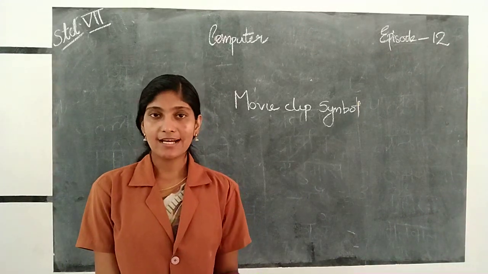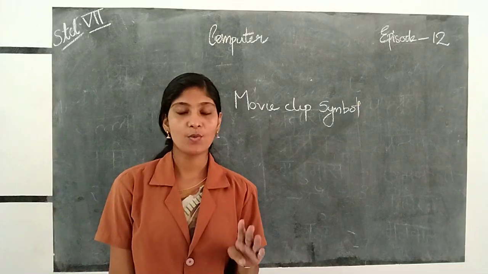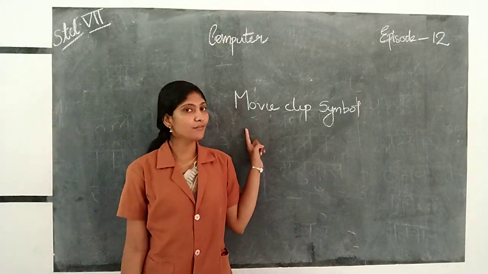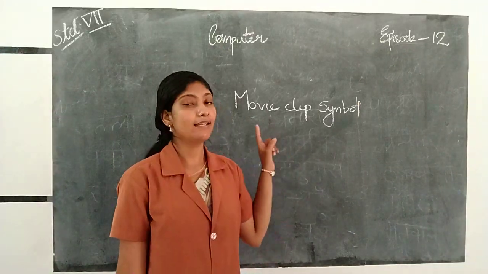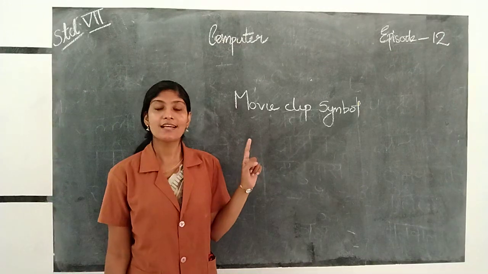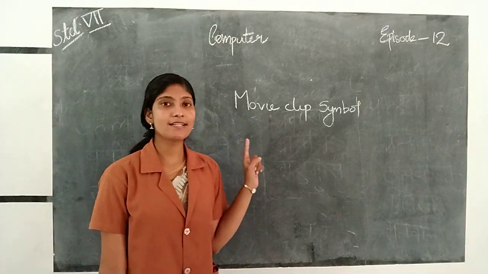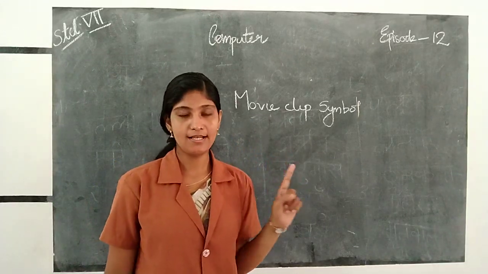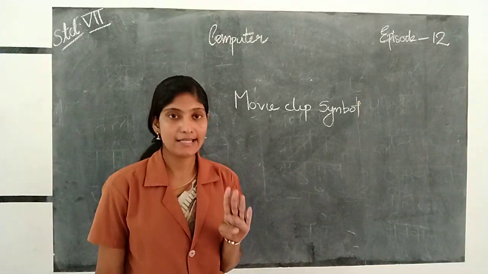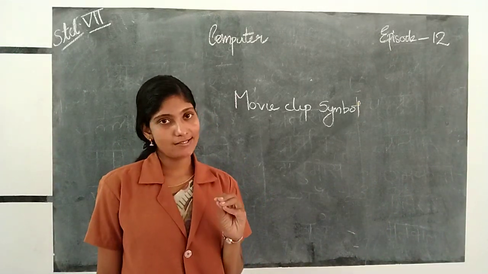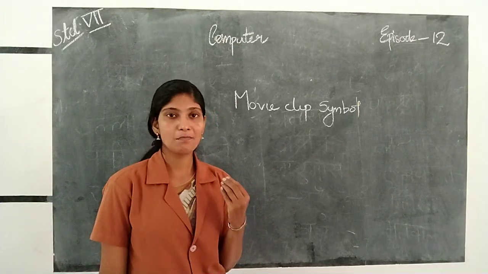So mainly there are three types of symbols in the Flash software. Can you remember that? What are they? Yes, one of the symbols is the movie clip symbol. Another type of symbol is the graphic symbol, and the next type of symbol is the button symbol. So how many types of symbols are there in Flash software? Three types. What are they? Movie clip symbol, graphic symbol, and button symbol.